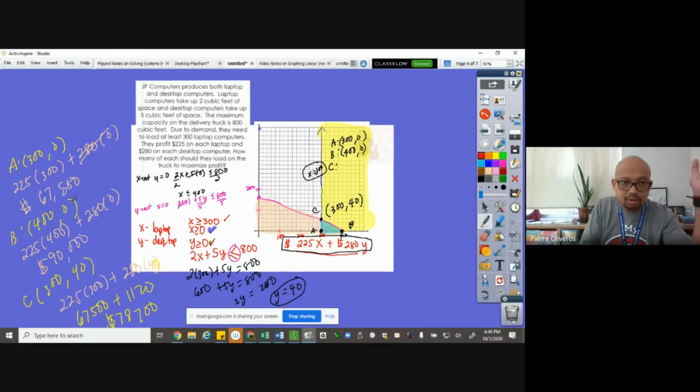So where can JP Computers earn more here? Is it 67,500? Is it 90,000 or 78,700? The answer is that they will earn more if they pick option B, 400 laptop, the value of x is 400. Okay, there you go. That's how we apply and solve linear programming. And I hope you learned something here.